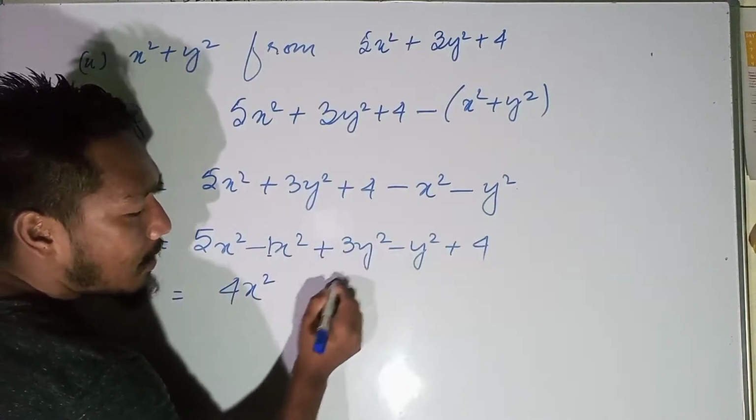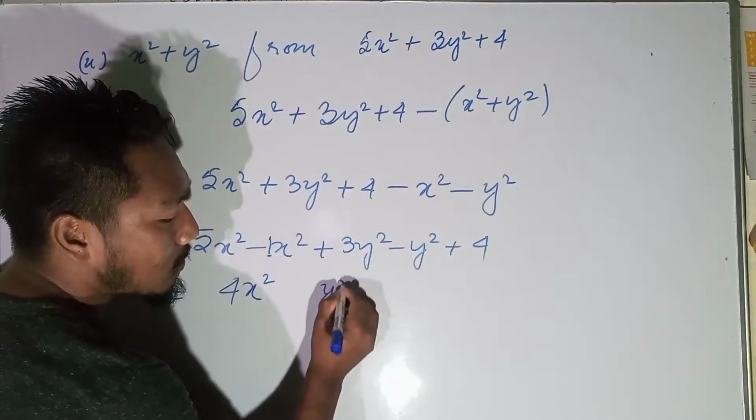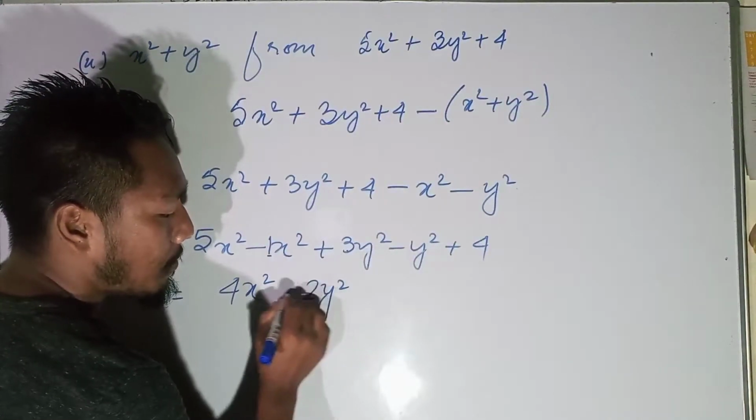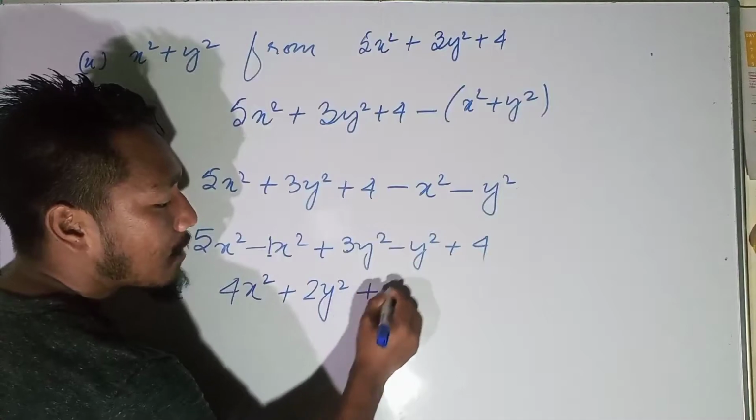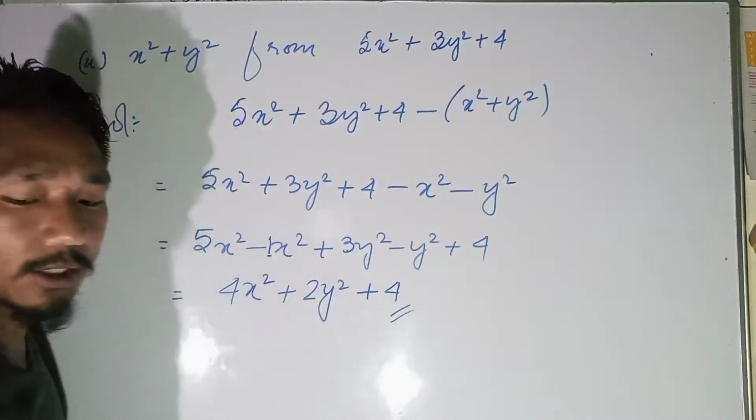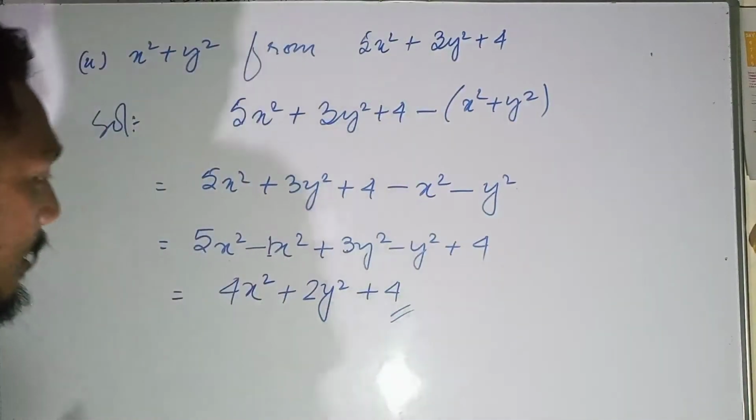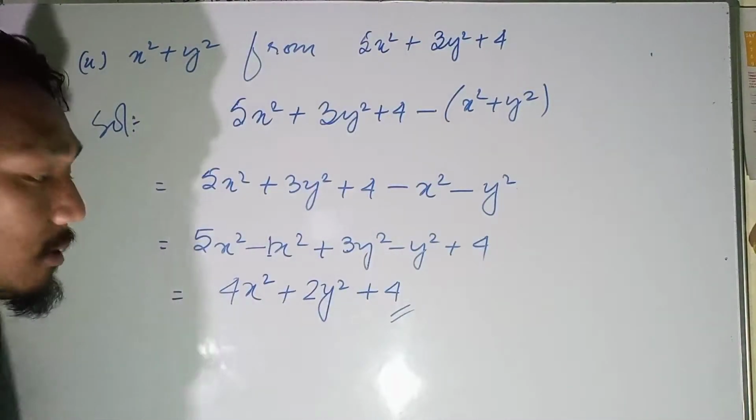Again 3. Again y squared and y squared, I will write it the same thing here. So 3 minus 1 will become 2 plus 2 and plus 4. So this is our answer, that is in the original form. Okay. So this is how we do in the original form.